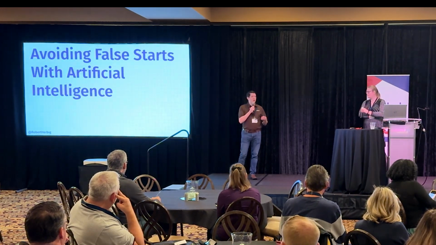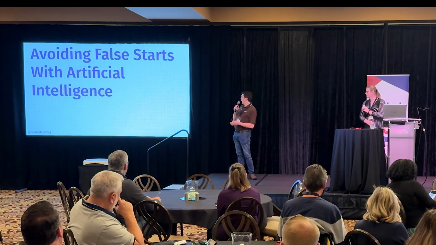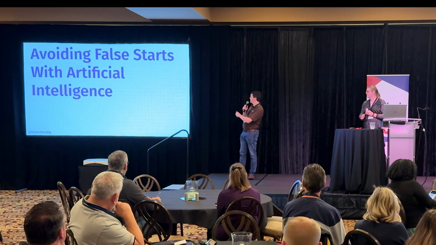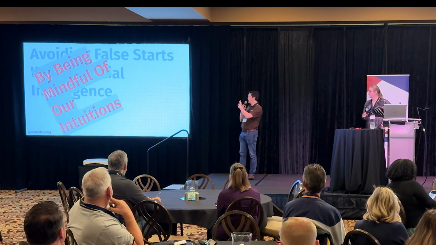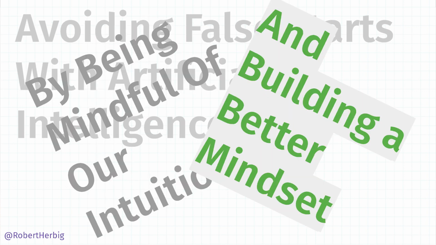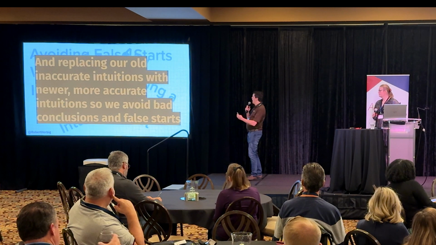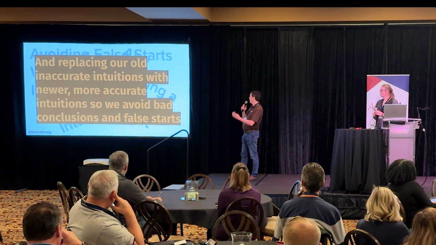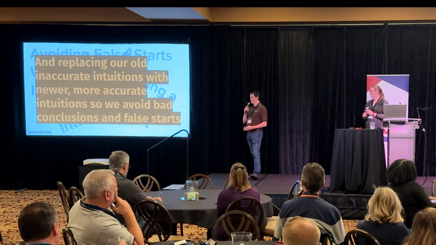So we titled this talk, Avoiding False Starts with Artificial Intelligence, and just to tee it up correctly, that is what we're going to do. But we want to do it by being mindful of our intuitions. That's the framing device that we're using here, to think about the intuitions that we've encountered through the last 10 years of working on AI and delivering it out into the real world, and building a better mindset. So how can we look at those intuitions that might be easy to come up with and then calibrate correctly on what AI can actually do, and replace our old inaccurate intuitions with newer, more accurate intuitions so we avoid bad conclusions and false starts.